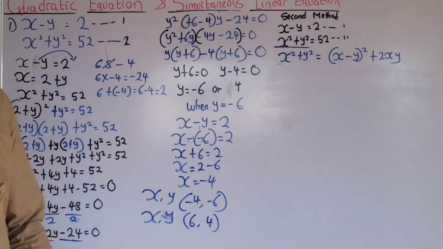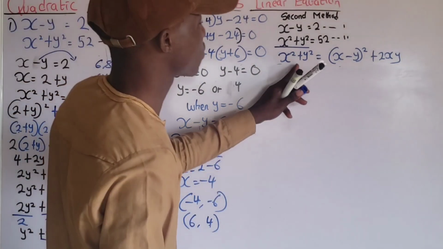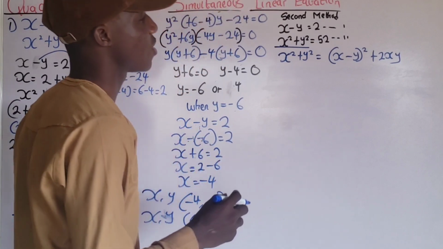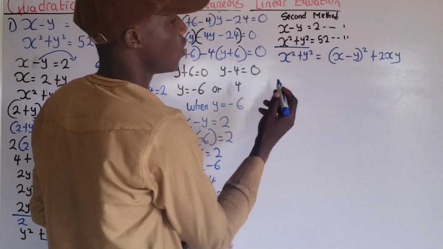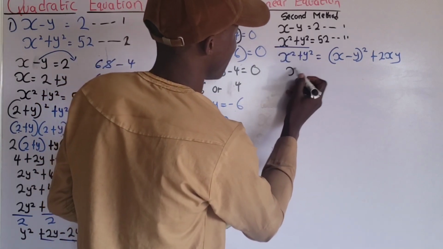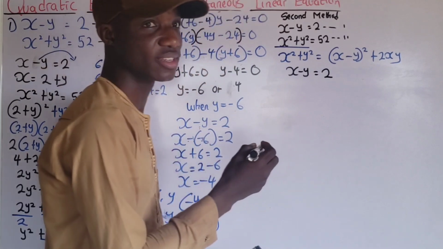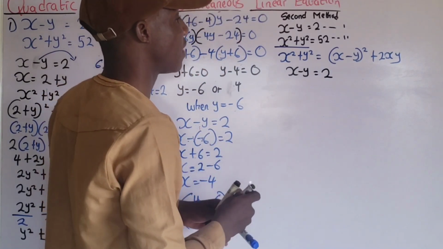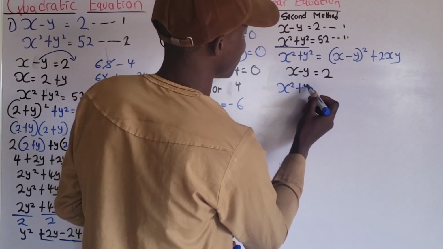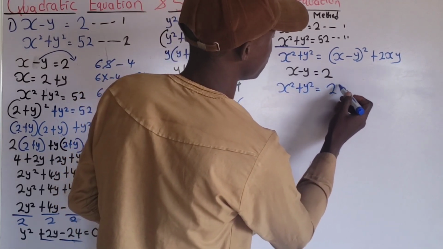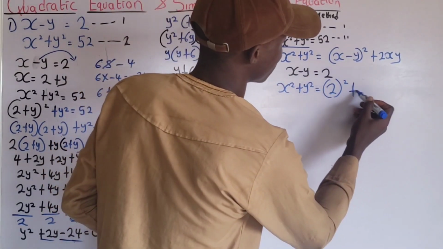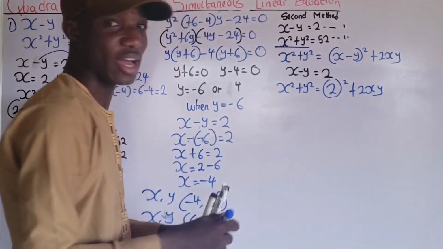Now, having known that x squared plus y squared is equal to x minus y squared plus 2xy, the next step is that I'm going to recall that x minus y is equal to 2. So I'm going to substitute the value of x minus y as 2 into this equation. So I'm going to have x squared plus y squared equals 2 squared plus 2xy. Are you paying attention?